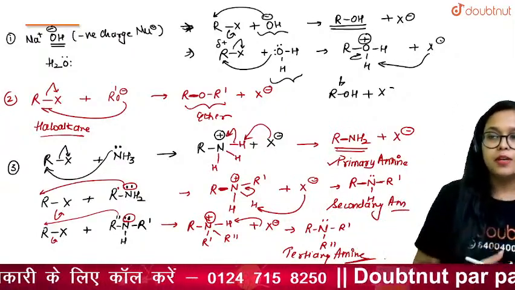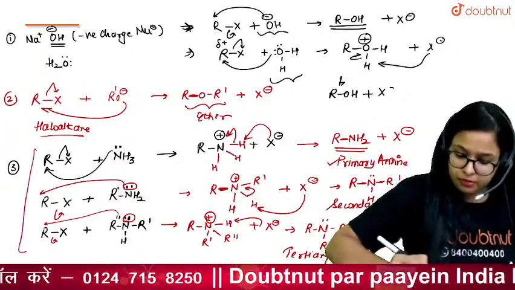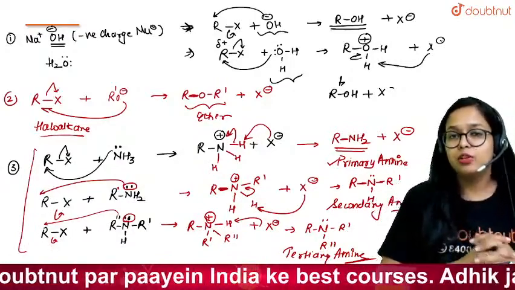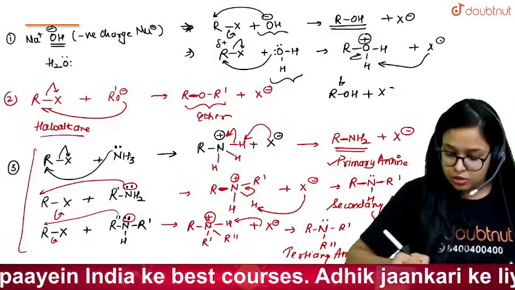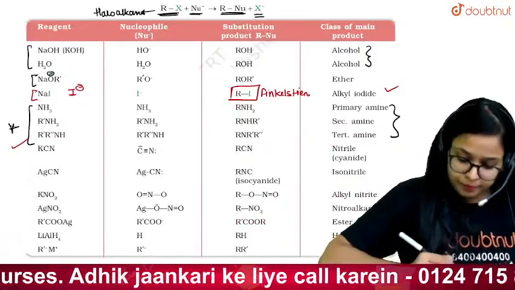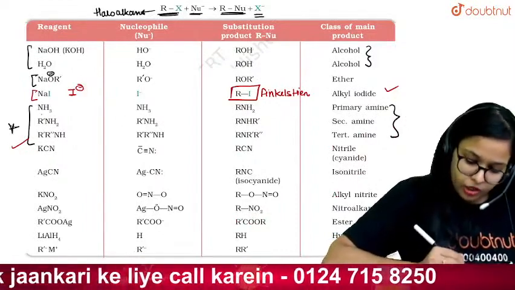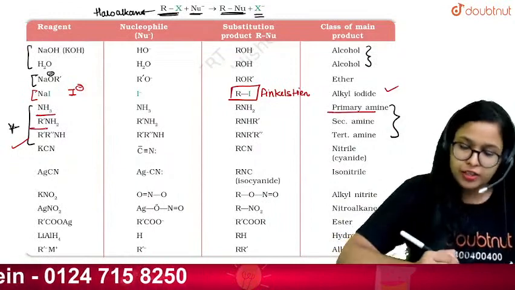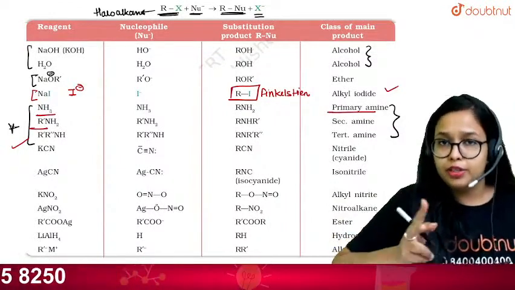So this is the way you form all types of amines, by reacting your respective nucleophiles with haloalkanes. So we have completed this part 2. This is important. If you react your haloalkane with ammonia, you get primary amine. If you react your haloalkane with primary amine, you get secondary amine.